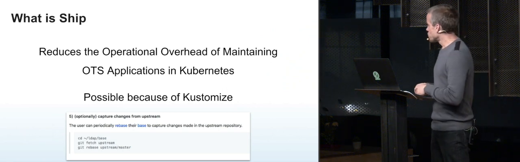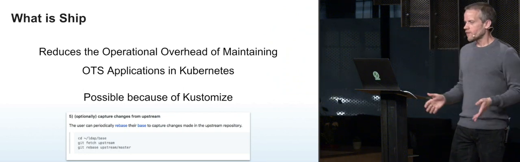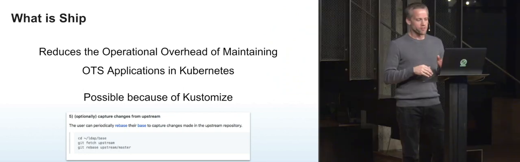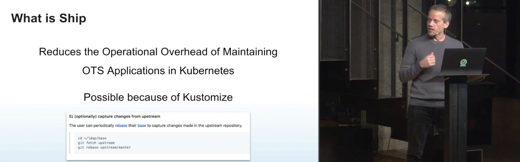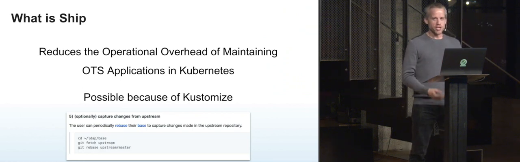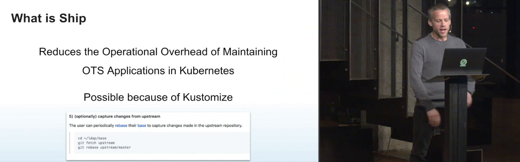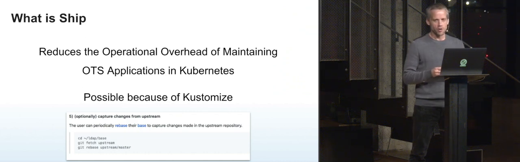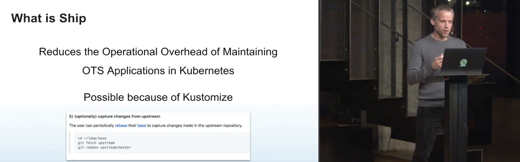When Kustomize was released, they put it out there on the GitHub repo with some instructions on the README, and they had 1, 2, 3, 4, 5, and 5 was interesting. It was optionally capture changes from upstream. And this allows you to periodically rebase your base to merge in the upstream changes. This was really interesting when we saw it because this actually solves the problem of third-party software. You don't have any git merge conflicts anymore. There's literally no way you can have a git merge conflict because the base and your patches are kept in totally separate places. They're never merged using git anymore. They're YAML merged, but they're not git merged anymore.